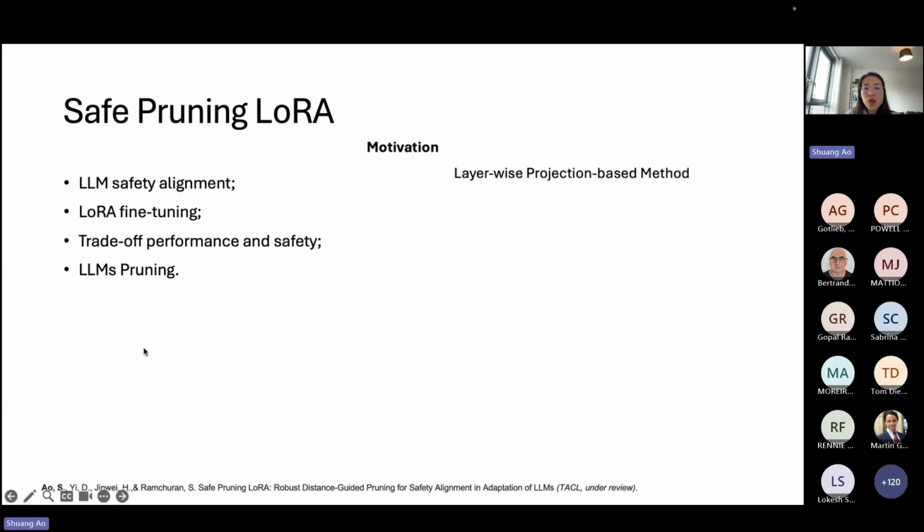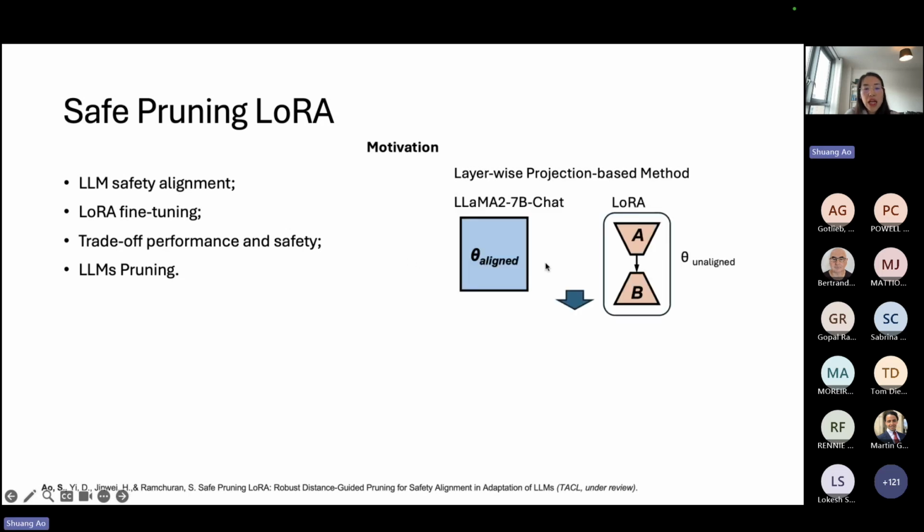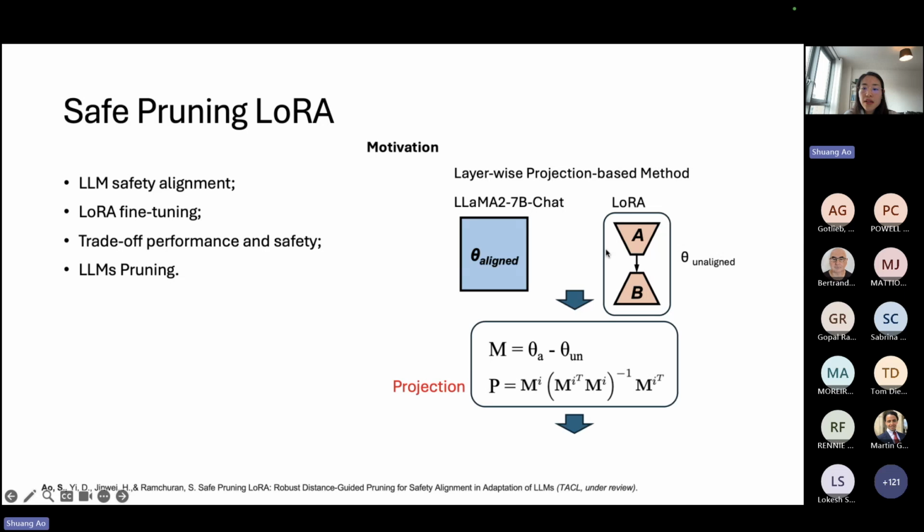In this way, we use our proposed method, called the layer-wise projection-based method. It means we compare layer by layer our LoRA-trained model and the pre-trained model. Here, for example, we use the Llama 2 7B chat as the pre-trained model, and we set its parameters as aligned, because we assume that the pre-trained model has the best safety alignment. And of course, for the LoRA fine-tuned model, we set this as the unaligned. We compare them layer by layer.